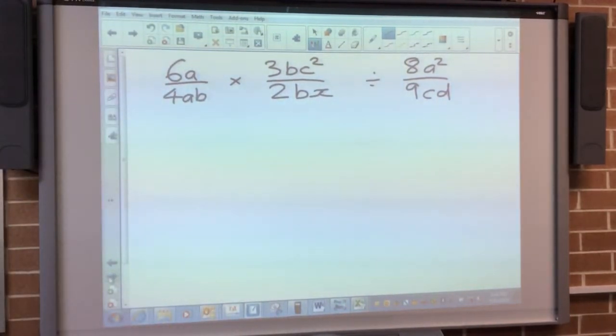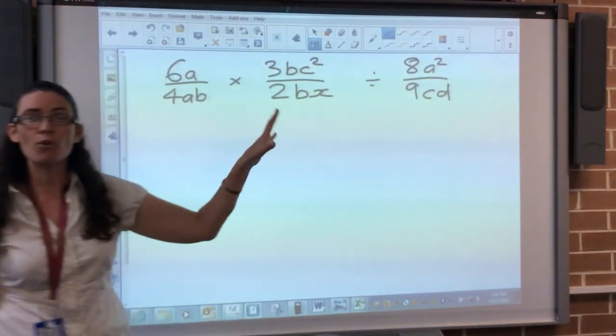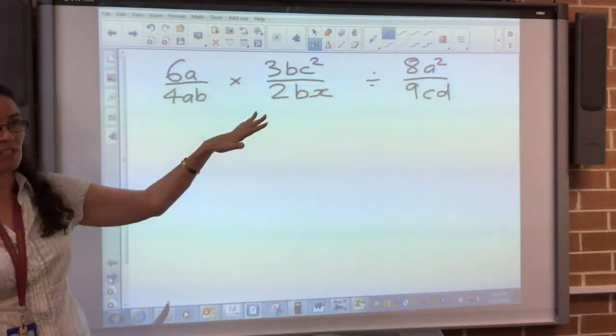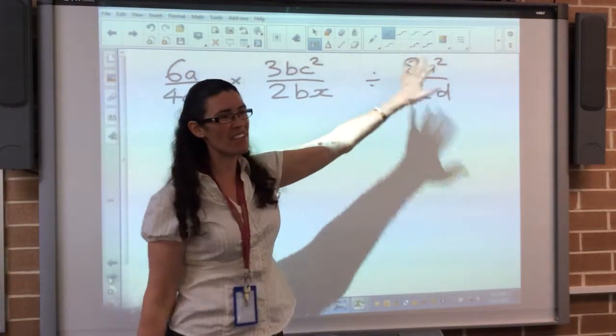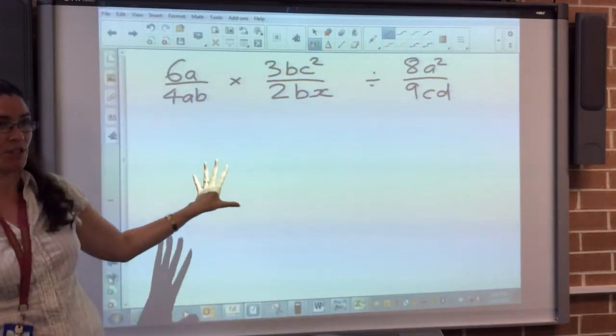I'll give this one a go. What do you think I should do? How should I start the question? Ideas? Since multiplication and division are on the same level in the order of operations, do we just go from left to right? Correct. Multiplication first, and then the answer from the multiplication goes to the division. So we don't need to look at all three at once. I'm just going to work left to right, so I can pretend that's not there for the moment and just work out this question.